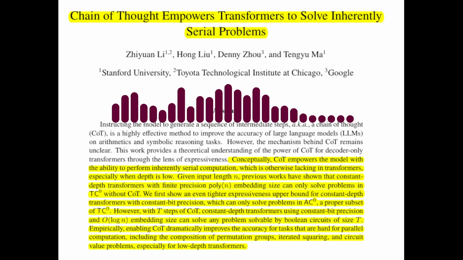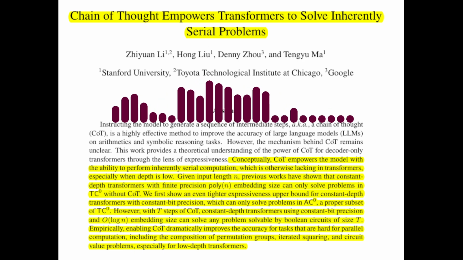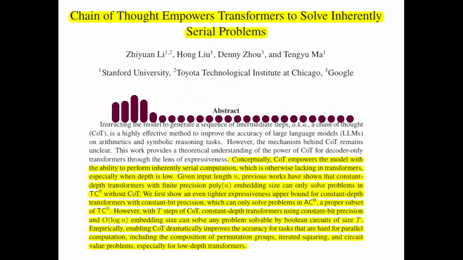The paper also provides empirical evidence to support their theoretical findings. They train transformers on 4 different arithmetic problems: modular addition, permutation composition, iterated squaring, and circuit value problem. And what were the results of these experiments? The experiments showed that for the problems that are inherently serial, like permutation composition and iterated squaring, transformers with chain of thought significantly outperformed those without it, especially when the depth of the transformer was low.